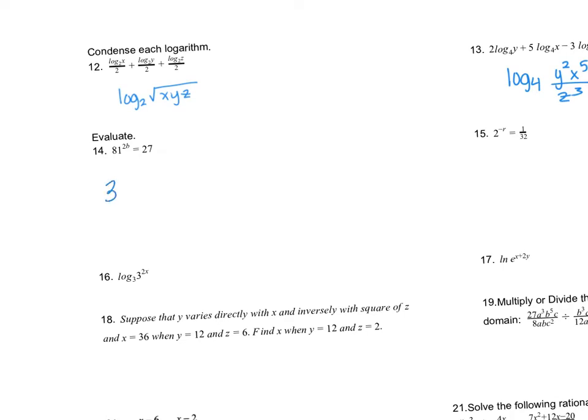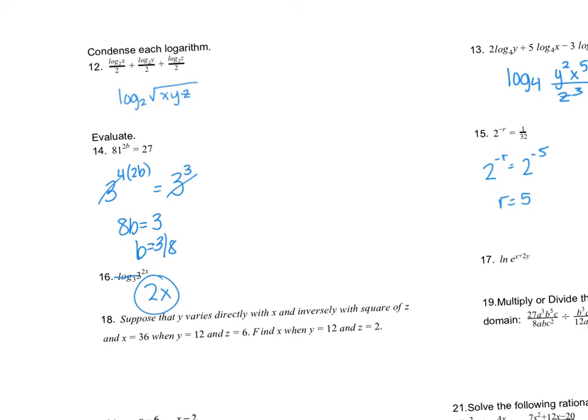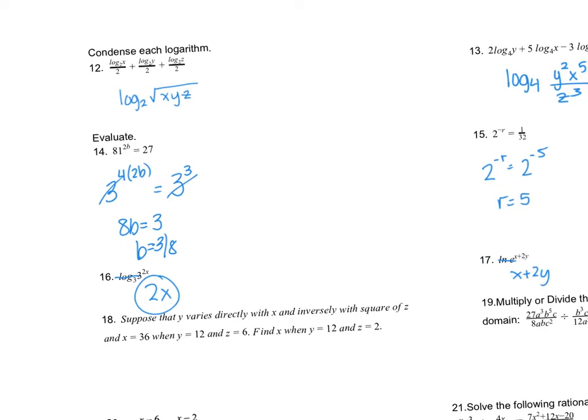Evaluate 3 to the 4th times 2b equals 3 to the 3rd. Drop 8b equals 3. b equals 3/8. 2 to the negative r equals 2 to the negative 5th. R equals 5. These cancel. 2x. ln e x plus 2y.